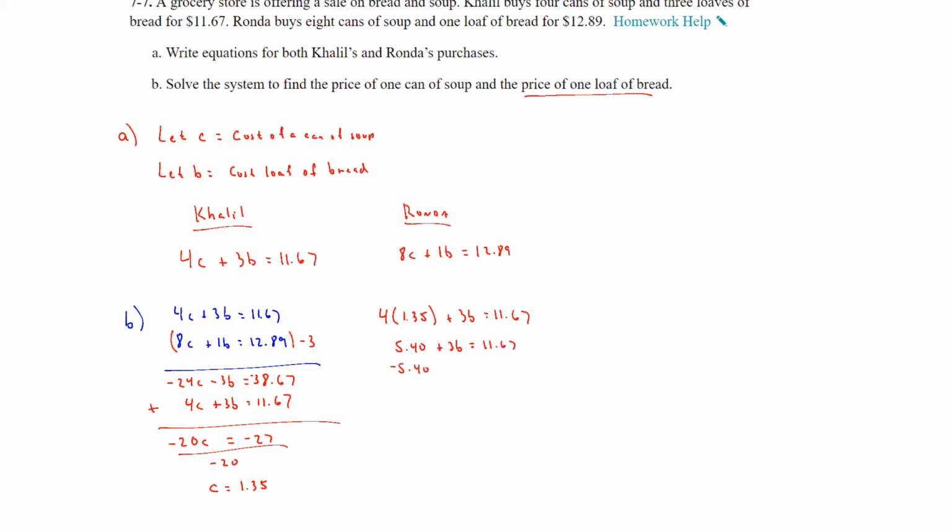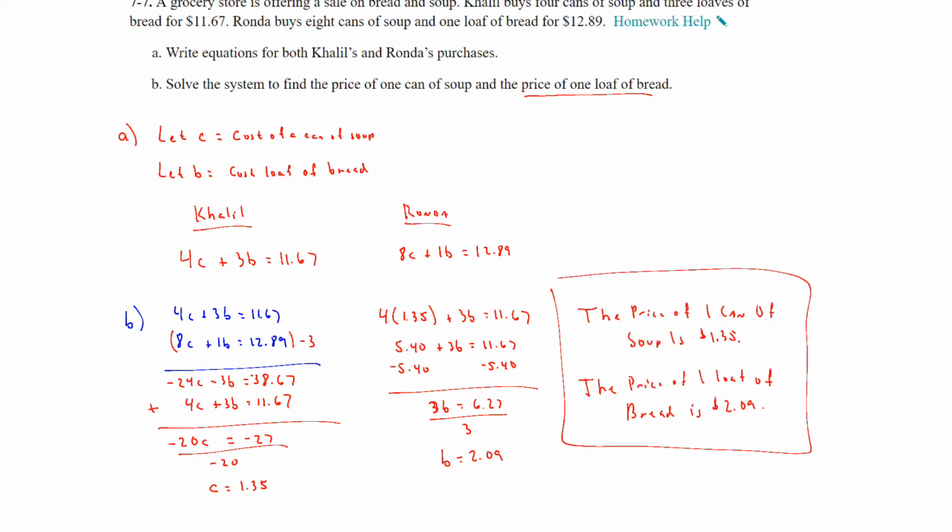Subtract. 3b will be equal to 6.27. Divide by 3. And we get $2.09. So let's go make sure we answer the question for B. It does find the price. Right now I just have solved the system, so we want to make sure that we answer the question. And when you write the answer, make sure you indicate what the label is. In this case it's dollars, so use the dollar symbol.